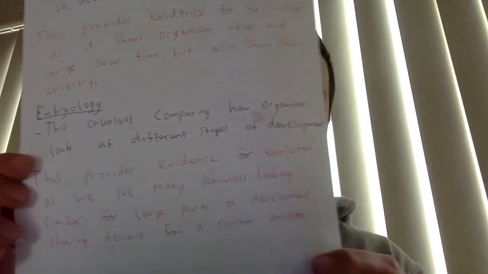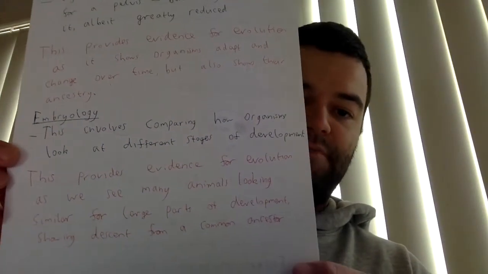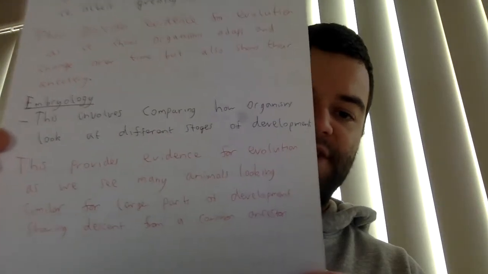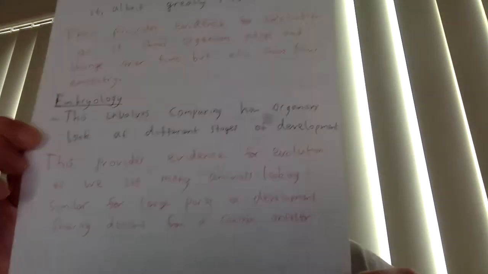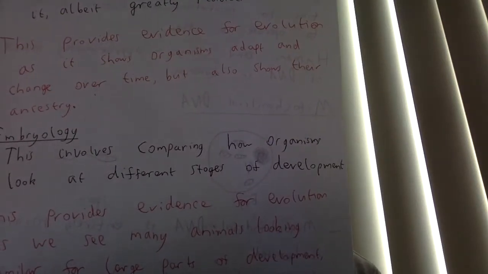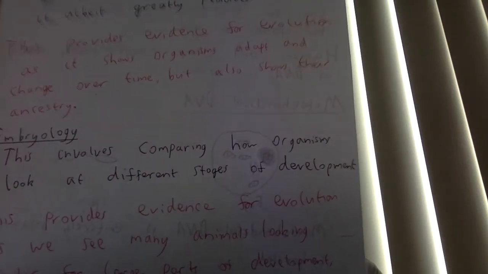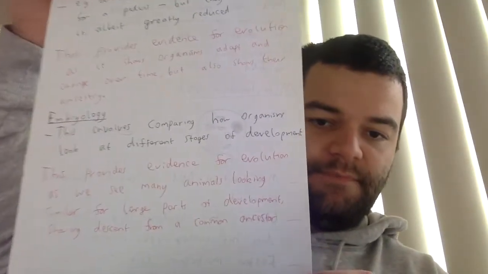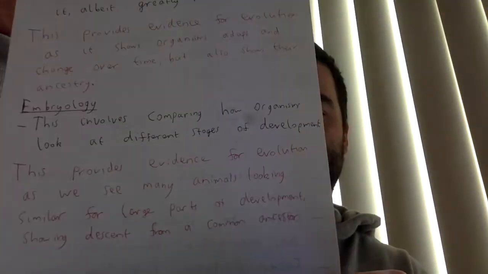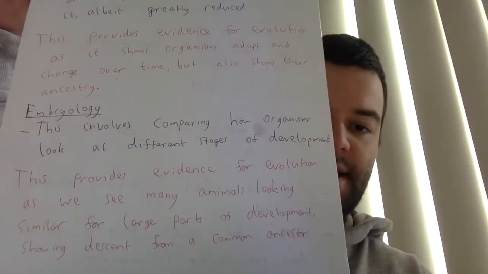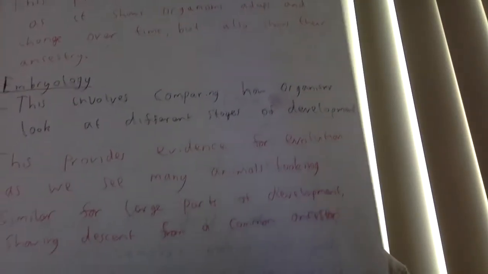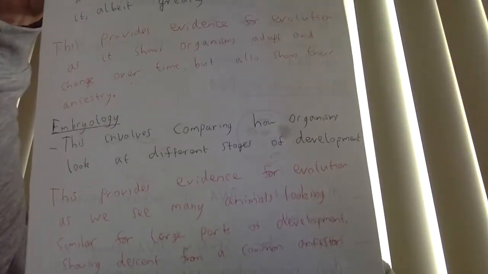And then finally, we've got embryology. So embryology involves comparing how organisms look at different stages of development. And basically what we see with that is that later in development things begin to look more different, but early in development they look more similar. So if they're staying the same in development for a long period of time, that's indicating they've descended from a similar ancestor, and the changes begin happening later on in their development process.